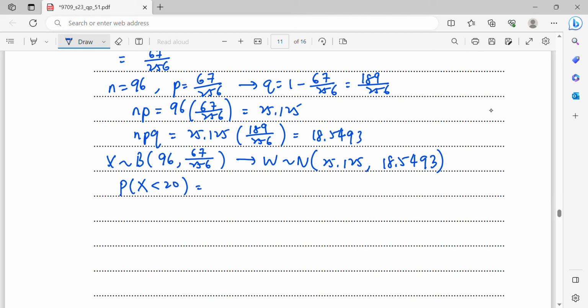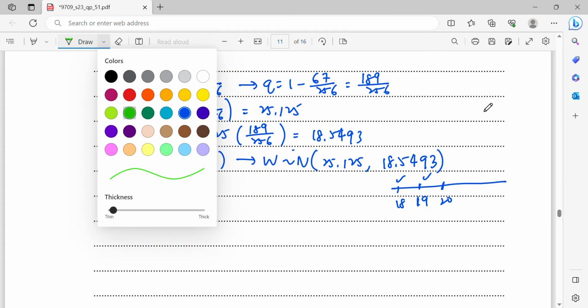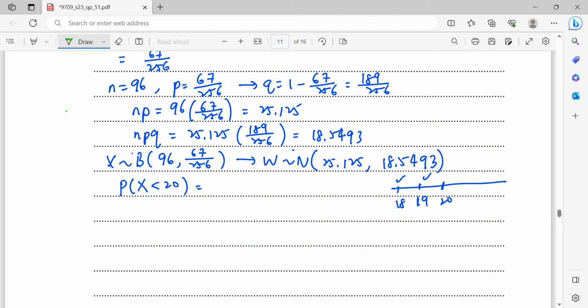Now, since your X is binomial and we approximate it to normal, binomial is discrete, normal is continuous, therefore it is compulsory to carry out the continuity correction. So less than 20, we mark 20 here, but the actual values will be 19, 18, and so on. For the continuity correction, we are allowed to plus or minus 0.5 from the given x, which means it's either 20.5 or 19.5.